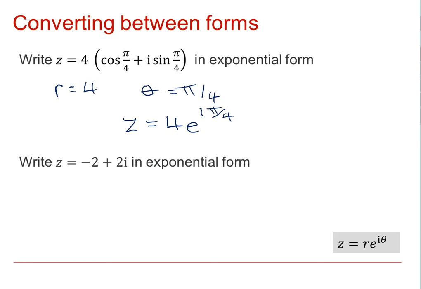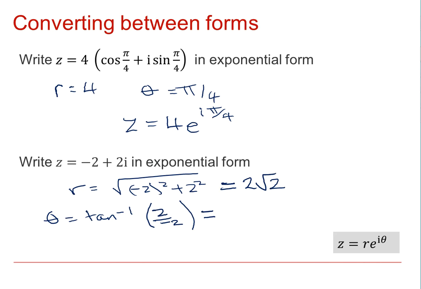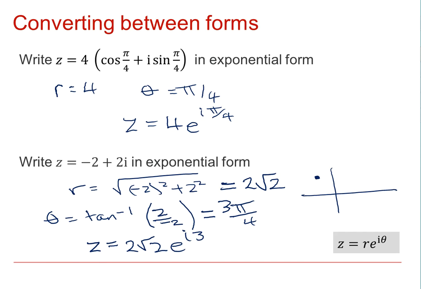In the x plus yi form, then we need to work out r equal to 2 root 2 and theta equal to 3 pi by 4. Let's just check the quadrant. So minus 2 plus 2i would be in the second quadrant, and 3 pi by 4 would be the correct principal argument. Therefore, we can write that z equals 2 root 2 e to the i 3 pi by 4.